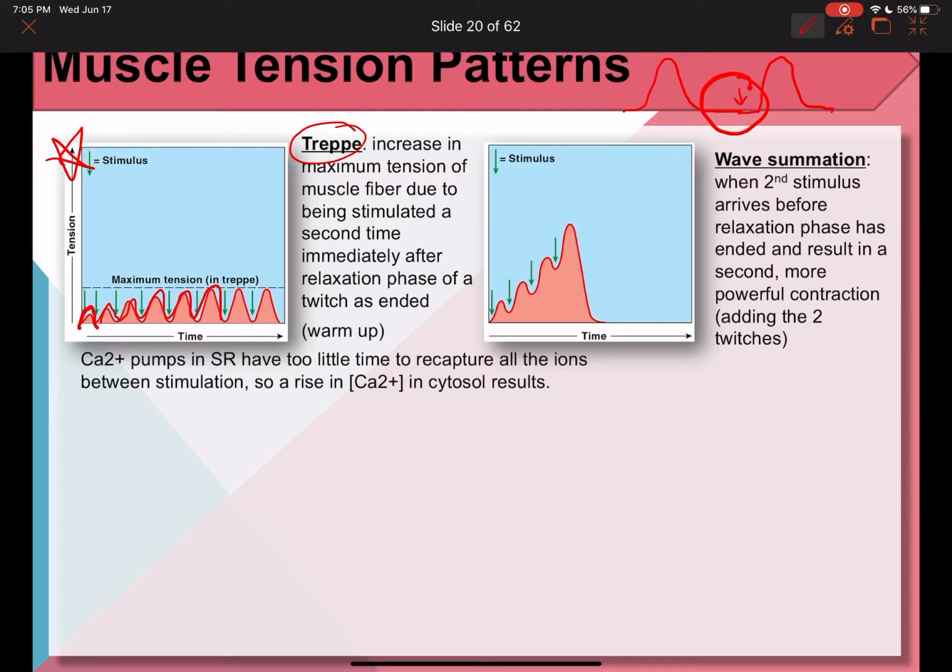you can see this graph here on the y-axis represents the tension power. So a single twitch doesn't really generate that much tension power, okay? We can't lift anything with that. So there needs to be something that produces a more powerful overall muscle tension. So this requires something called wave summation.